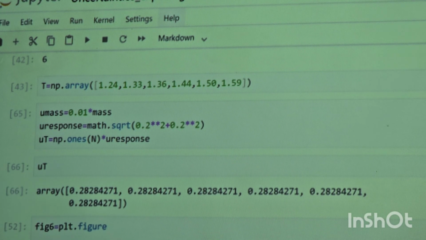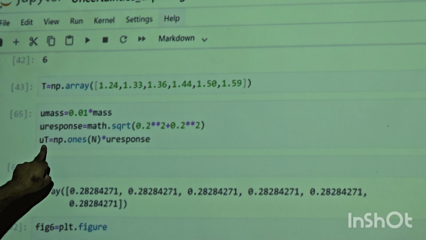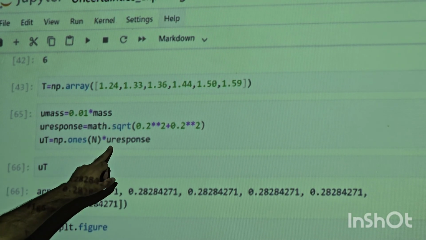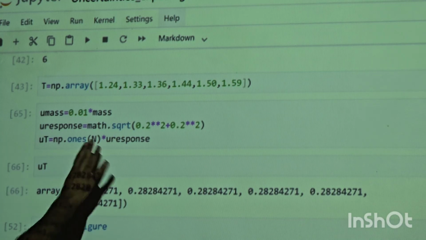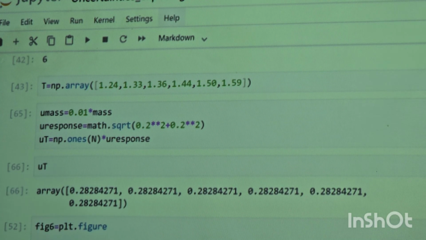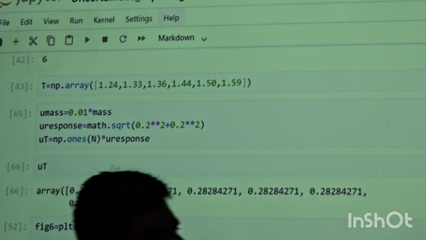And the uncertainties in mass are all different, because they are 1% of each mass value. But the uncertainty in each response time is the same, because for each act of measurement, the time is just the same. Okay? So I make an array for the uncertainty of the mass, and for the uncertainty in time, I make an array of the response time repeated the same number of times.